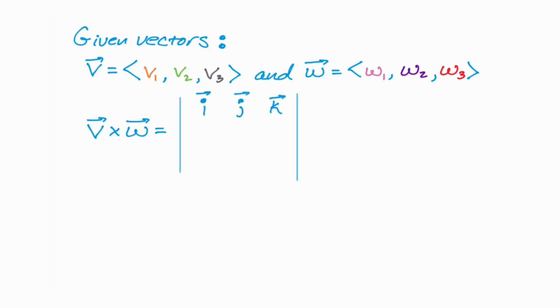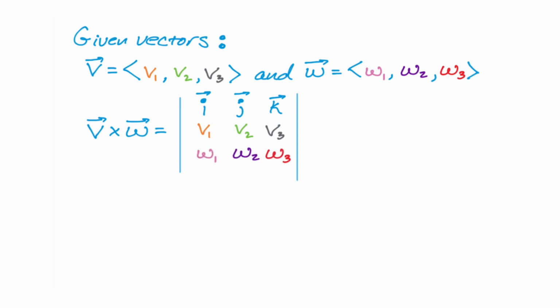Now what we do is in the second row, we're just going to slot in v because we're doing v cross w. If we were doing w cross v, we would slot w into the second row. So whichever comes first goes in the second row. So that's going to be the vector v. Then the third row is going to be w because we're doing v cross w. So we slot that in.